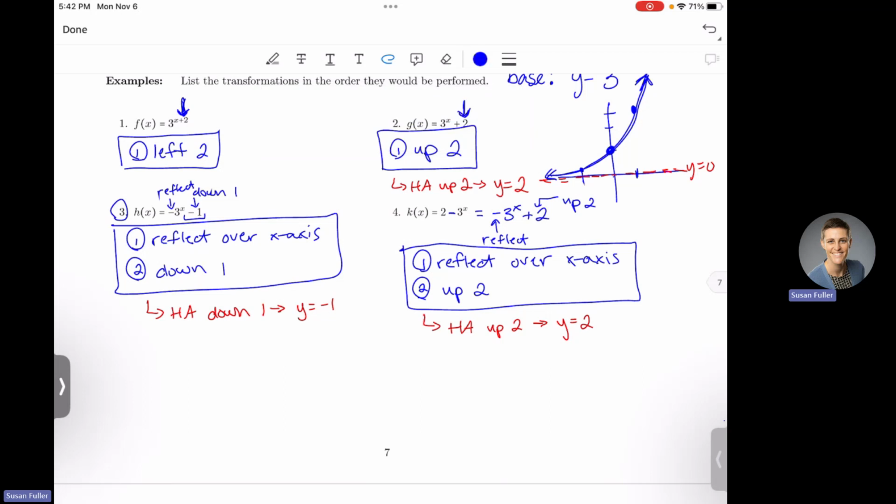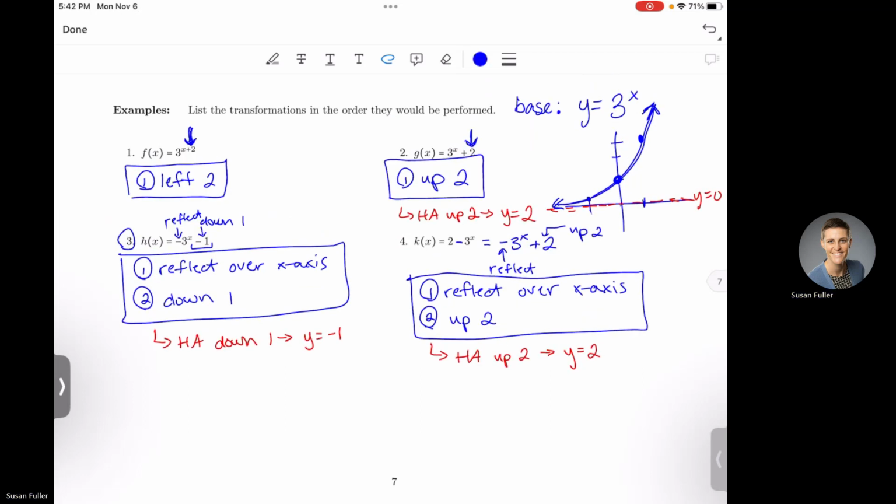All right, and that is identifying these transformations and the order that they would be performed. We're not asked to identify the horizontal asymptote shifting. I just wanted to include that just so we don't forget, and it can really help with the graphing.